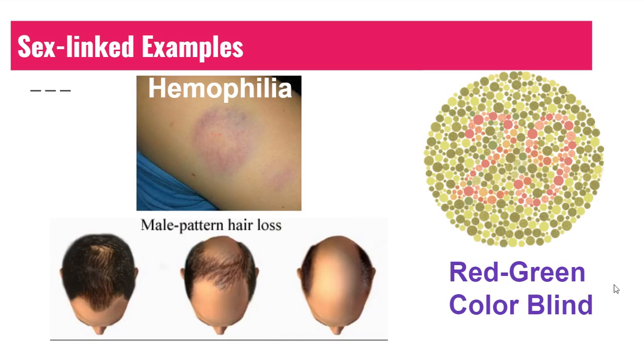Ones that we can look at for this: red-green color blindness. This has to do with the formation of rods and cones in the eyes that allows you to distinguish between the wavelengths of red and green. It is a gene that is found on the X chromosome.